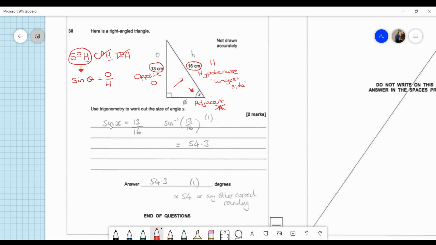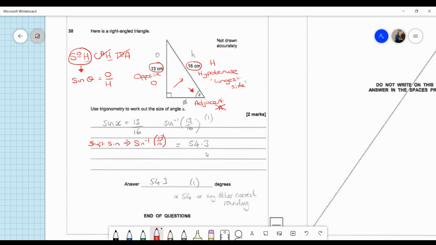And I can fill it in then with the information that I know. So sine of the angle X is equal to my opposite, which is 13, over my hypotenuse, which is 16. Now to be able to solve this and find X, there is a button on your calculator. You push the shift button, then sine, and that gives you sine to the power of -1, which means you're undoing the sine that's happening here. Then you do your 13 over 16 in a bracket, and it gives you 54.3.